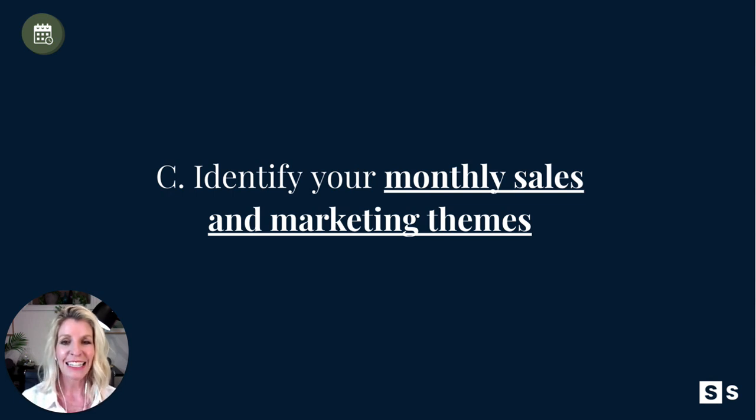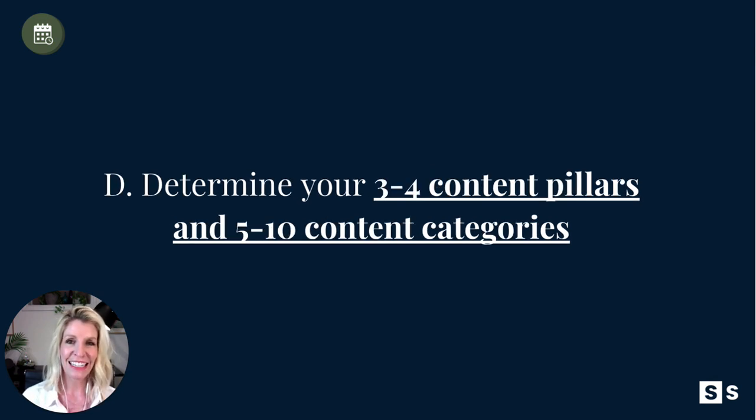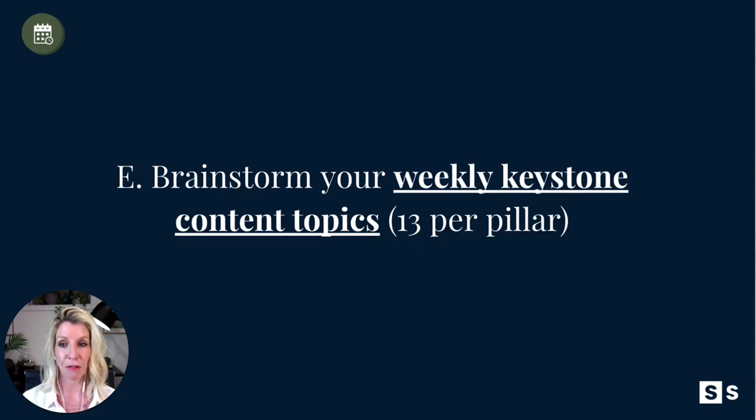Number 3, identify our monthly sales and marketing themes that relate to those big events, milestones, and happenings. And then Number 4, determine our 3 to 4 content pillars and 5 to 10 content categories that we can really divide our content into, and then ways to make it super interesting and full of variety to keep people coming back for more. Number 5, brainstorm our weekly content topics for the keystone pieces, that tier 1 important stuff.